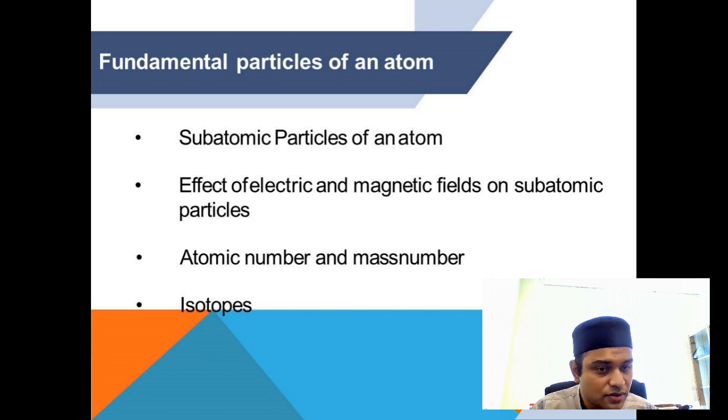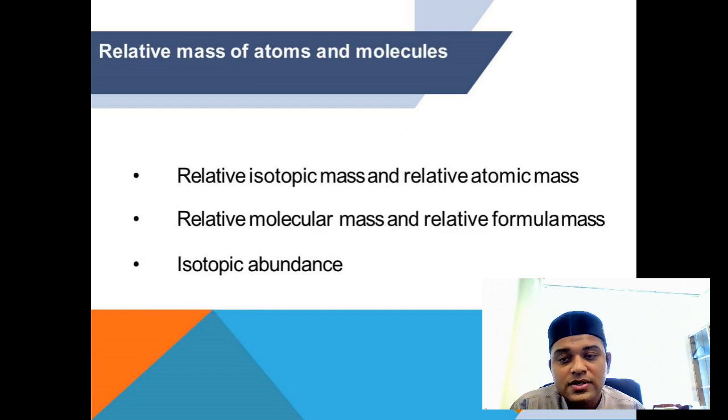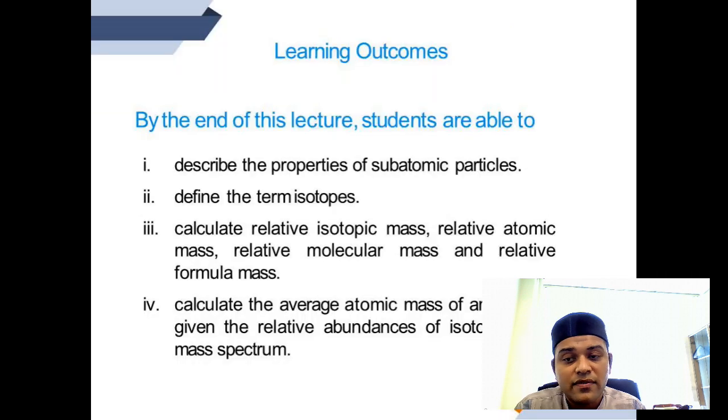let's have a look. Of course, in my next slide, we are going to discuss a few other subtopics. We're going to look at what we mean by relative isotopic mass, relative atomic mass, relative molecular mass, relative molecular formula mass, and isotopic abundance. Guys, do not confuse all those terms, because they are all referring to almost similar definitions. That's what we're going to have a look at.